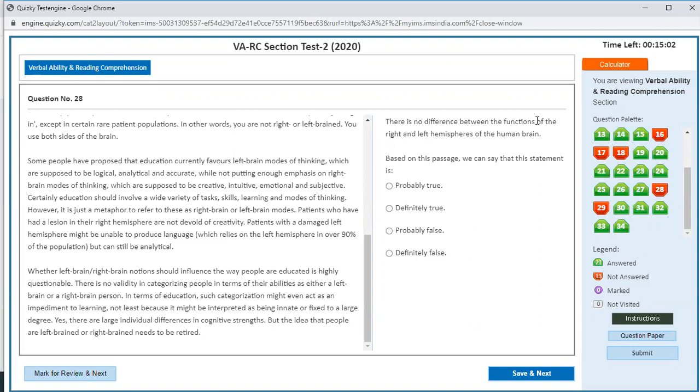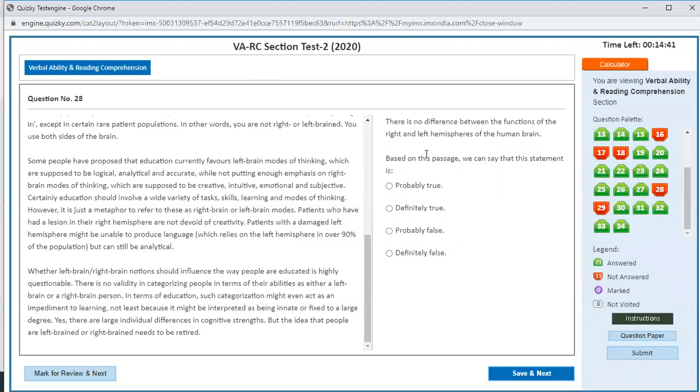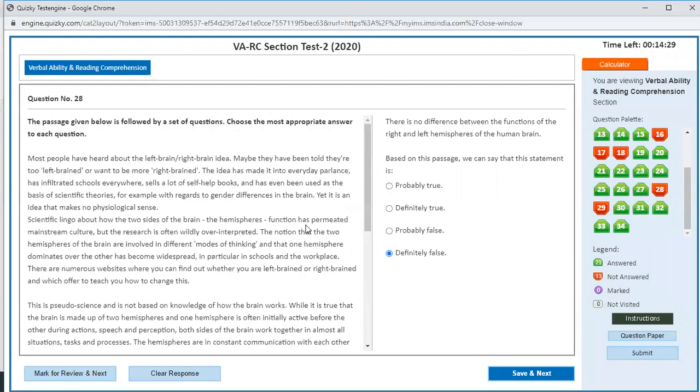There's no difference between the function of the right and left hemisphere of the human brain. Based on this passage, we can say that the statement is there's no difference between the functions of the right and left hemisphere. There is a difference for sure. Based on this passage, and author is also saying that. इसका मतलब irrespective of what author thinks, what do you think the passage is saying? Probably true, definitely true, probably false, definitely false, right? There is certainly a difference, and author has also acknowledged it. So definitely false.